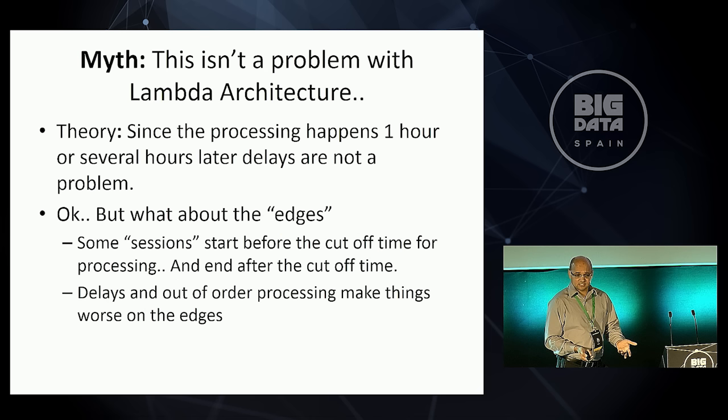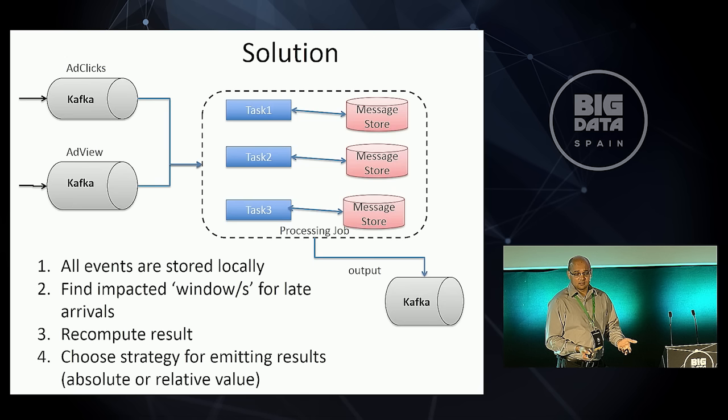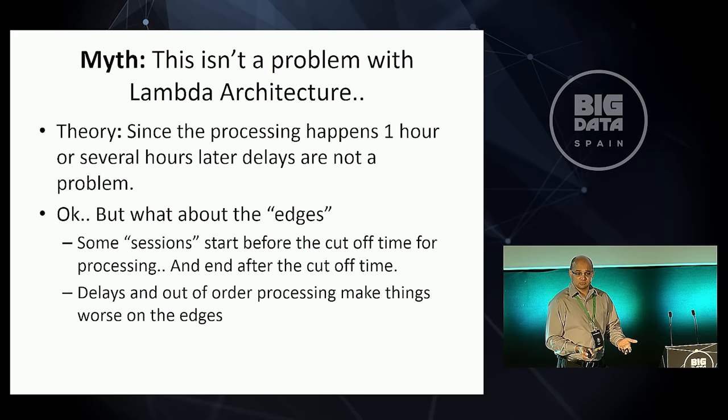And all of these things are also a problem in Lambda architecture. So many times people think that if you have Lambda architecture, you don't have to worry about these late arrivals, because anyway you're processing it 1 hour after, or maybe a few hours after the event arrived. But that's kind of true.